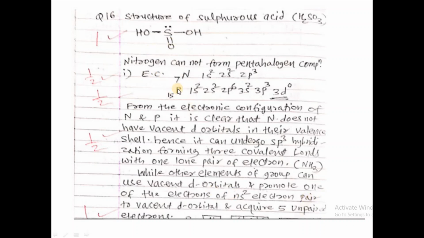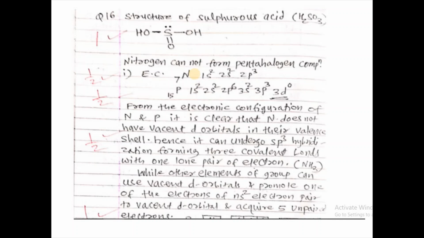It is the technique. Nitrogen, and another question in that is: explain why nitrogen does not form pentahalides. For that you have to write the electron configuration. It is not necessary to write the configuration of phosphorus, because in the model answer only nitrogen is given, and the question is also about only nitrogen. Why can nitrogen not form pentahalogen compounds? But we compared with phosphorus.